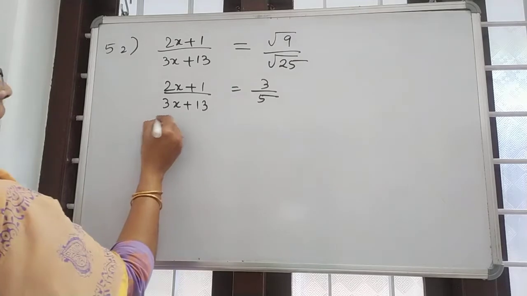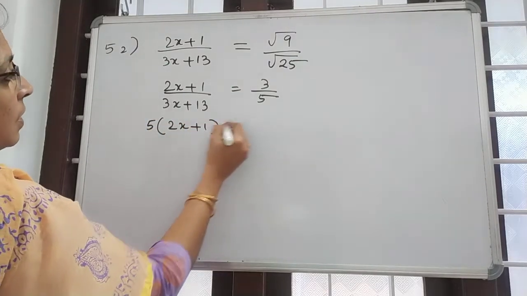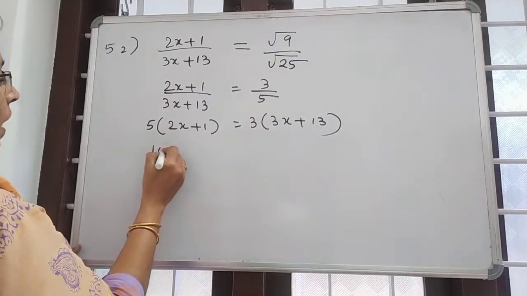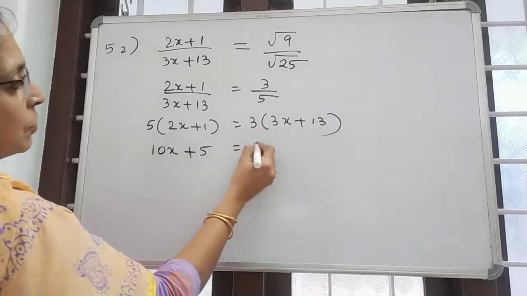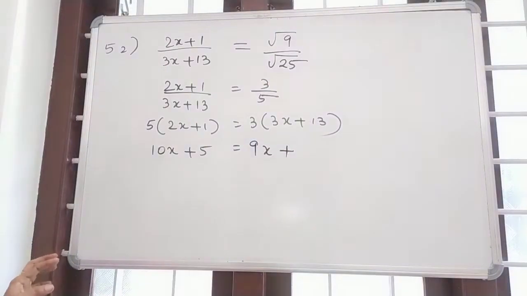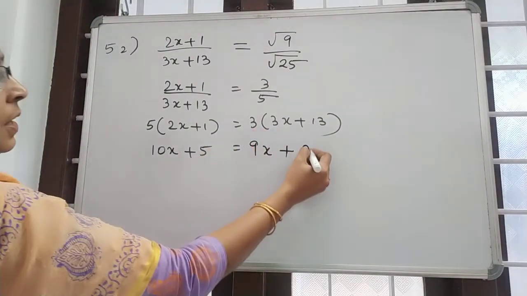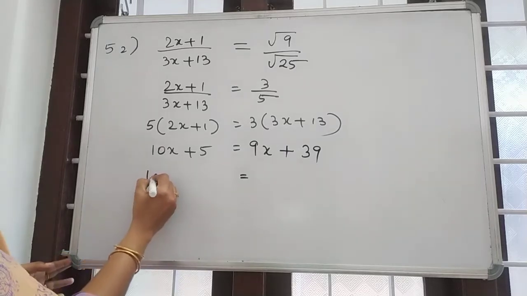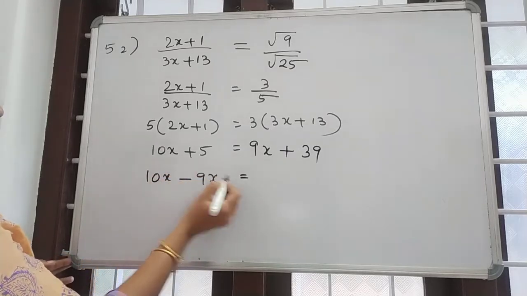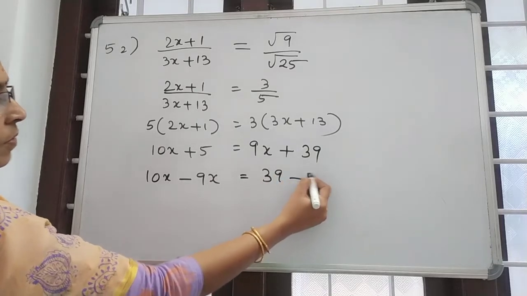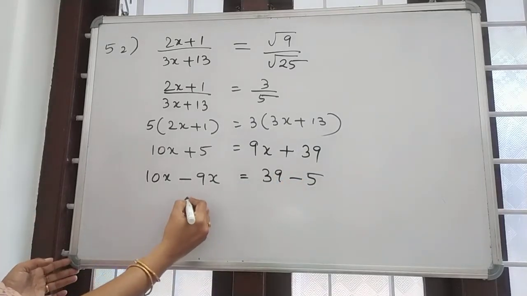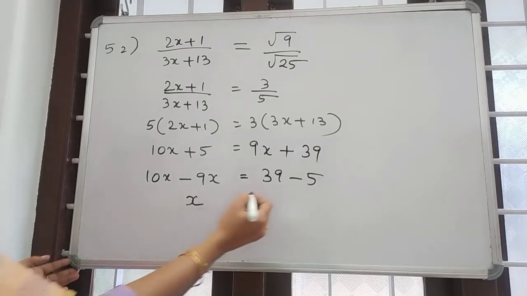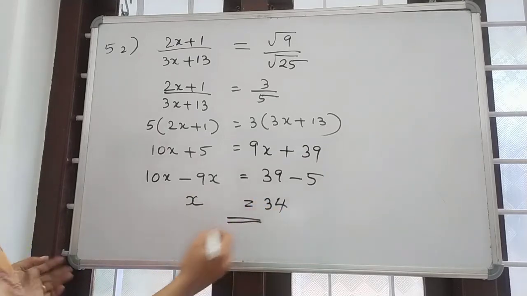We will get 5 into 2x plus 1 is equal to 3 into 3x plus 13. 10x plus 5 is equal to 9x plus 39, since 13 into 3 is 39. So 10x minus 9x, x together, is 39 minus 5. So x is equal to 34. So x value is 34.